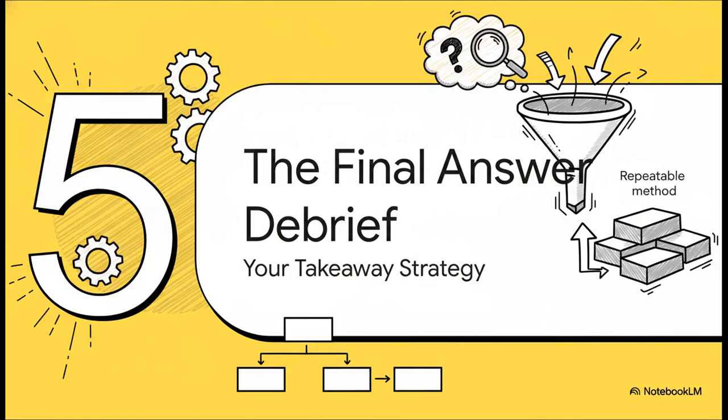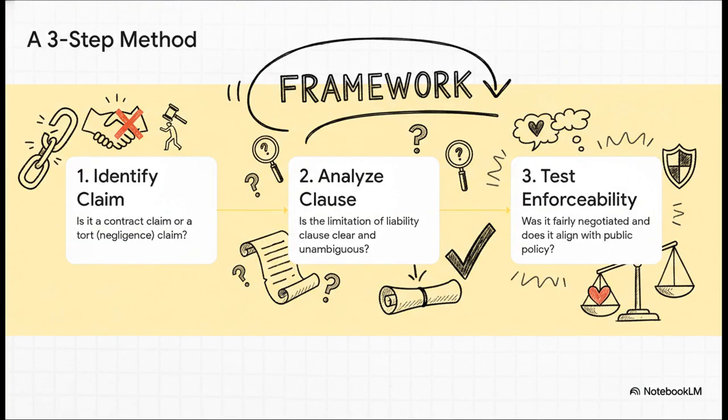Okay, part 5, the final answer debrief. Let's boil this all down into your personal takeaway strategy. Here it is, a dead simple 3-step method. First, always identify the type of lawsuit. Is it based on the contract or is it a tort claim like negligence? Step 2, look at the clause itself. Is it written clearly? And finally, step 3, apply that ultimate test from option A. Was the negotiation fair and does the clause respect public policy? This framework will get you to the right answer every single time.